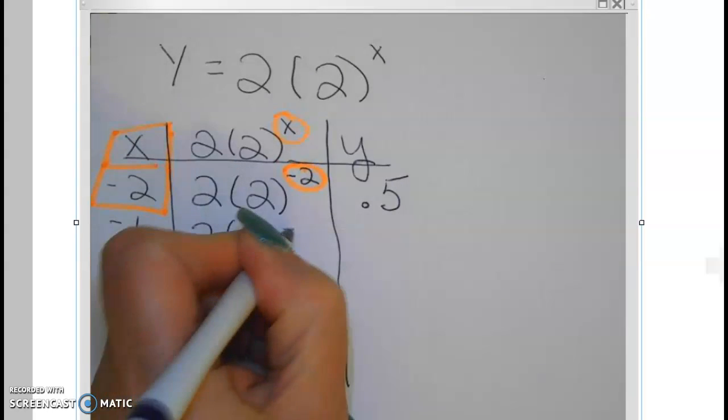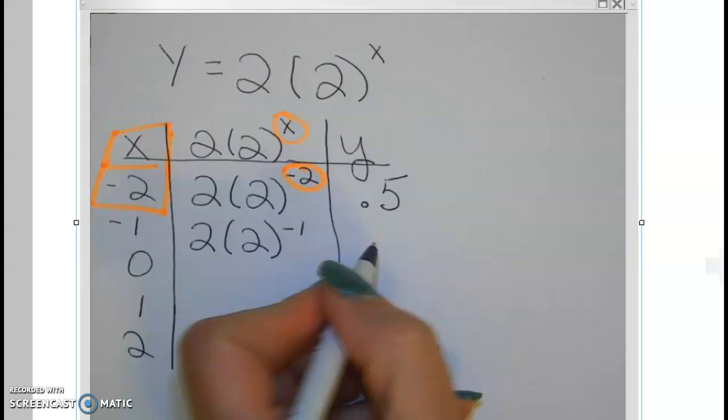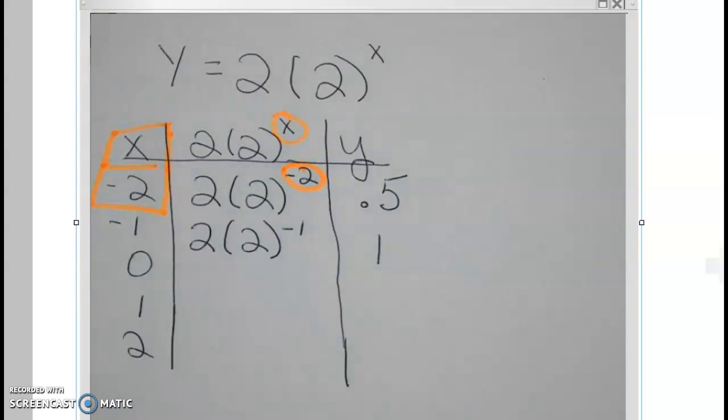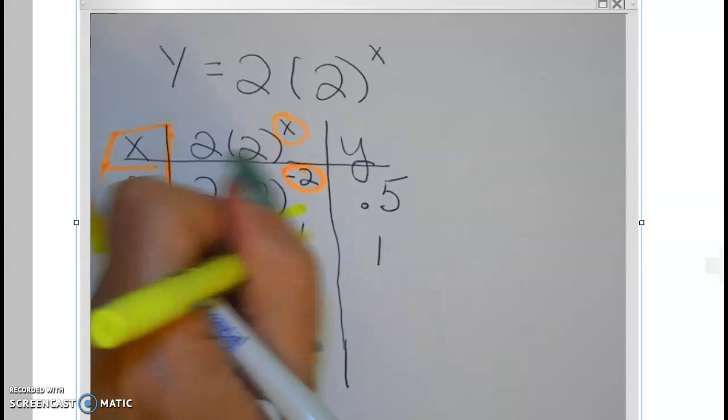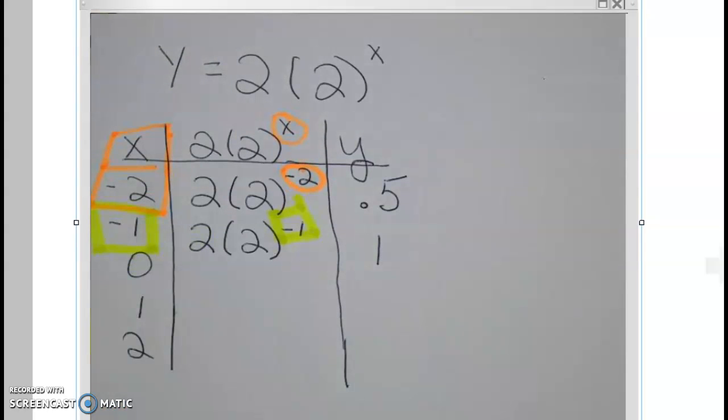So for the next one, I'm going to take this and I'm going to put in 2 times 2 to the -1. And again, when I put that in my calculator, I get 1. Where did the -1 come from? Right there. It was my x value. And then just put it in your calculator, quick crunch of the numbers.